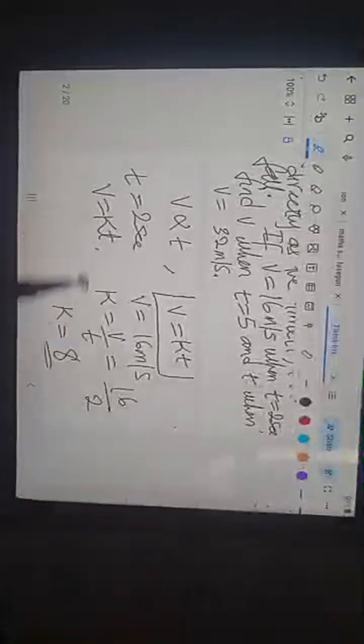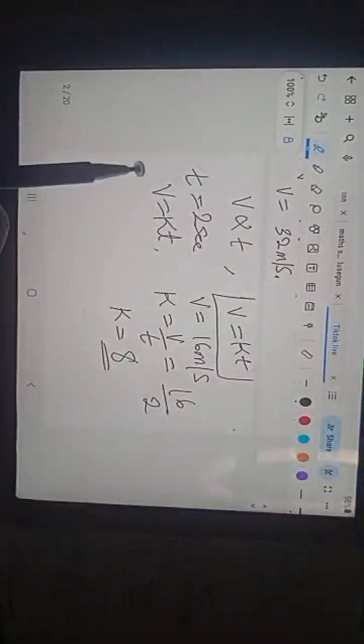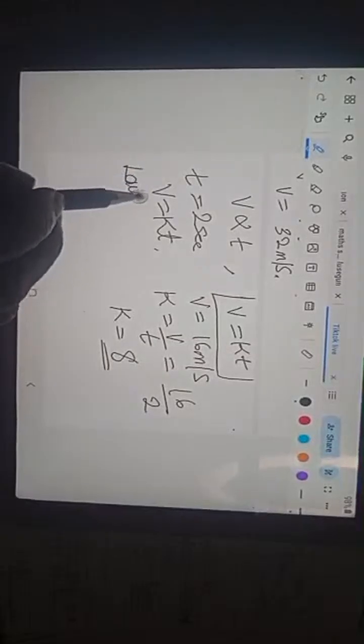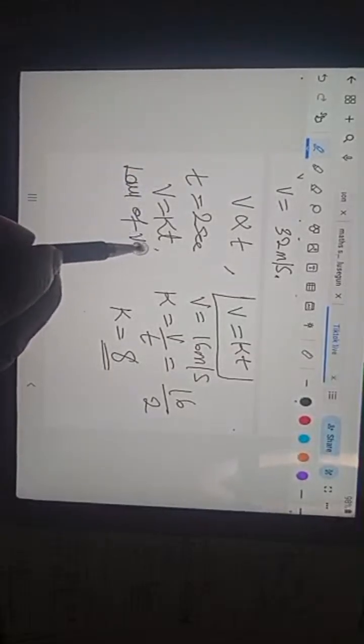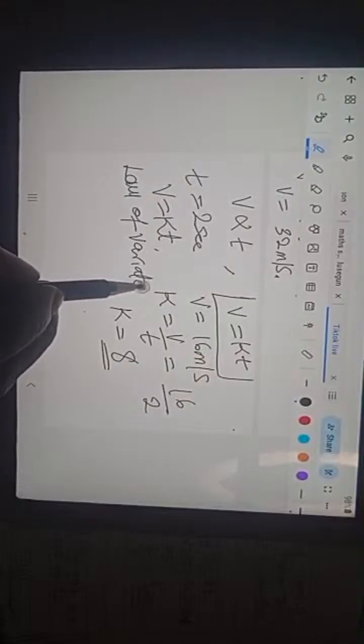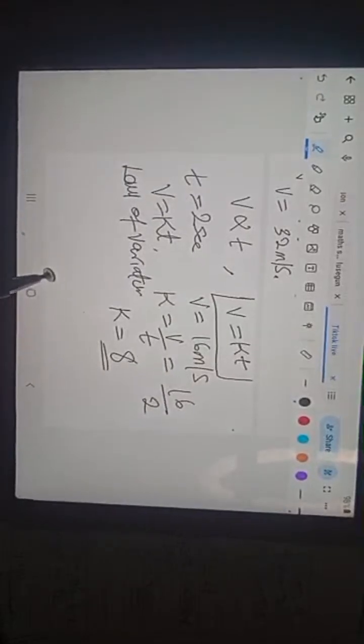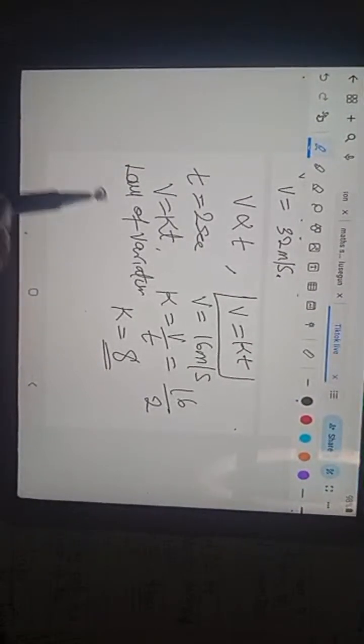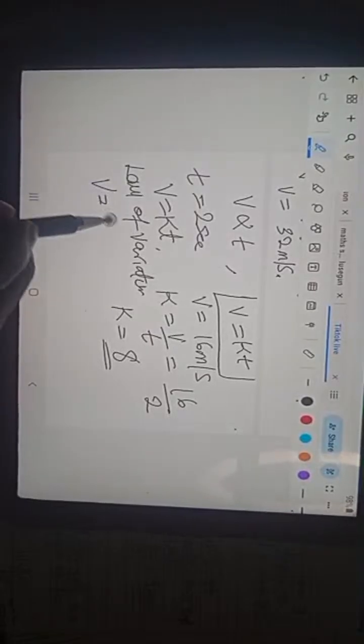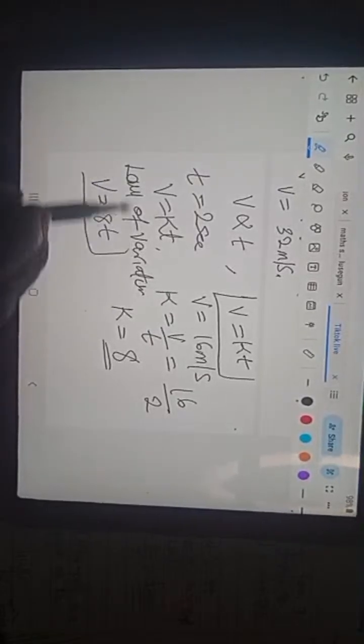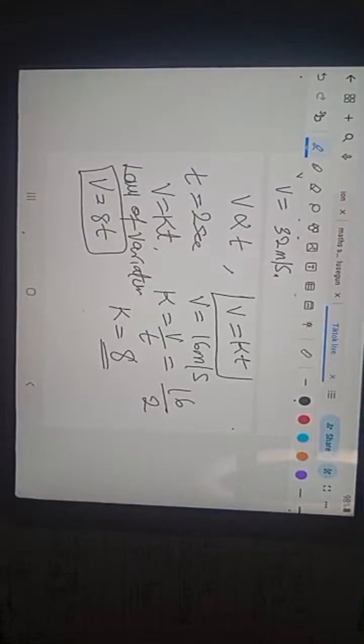Let's continue. So there is the law of variation. From the law of variation, we have v is equal to 8t. It is this that we are going to use to solve so many of these questions.